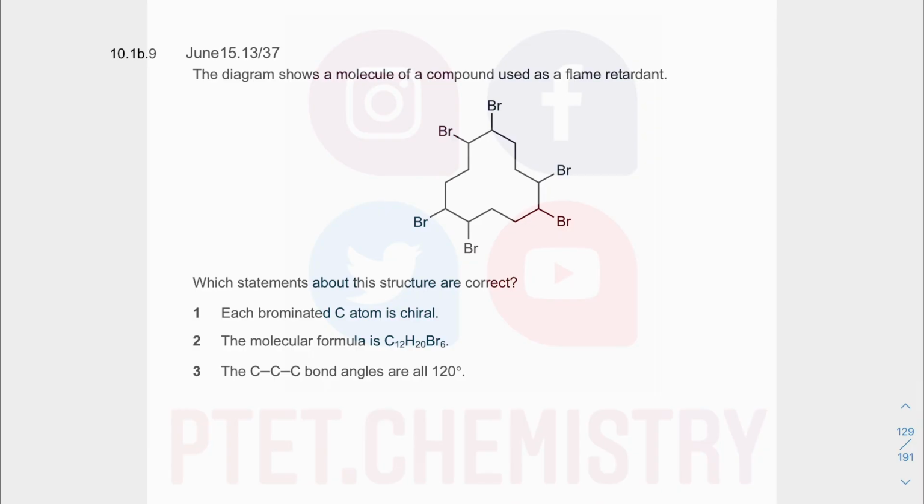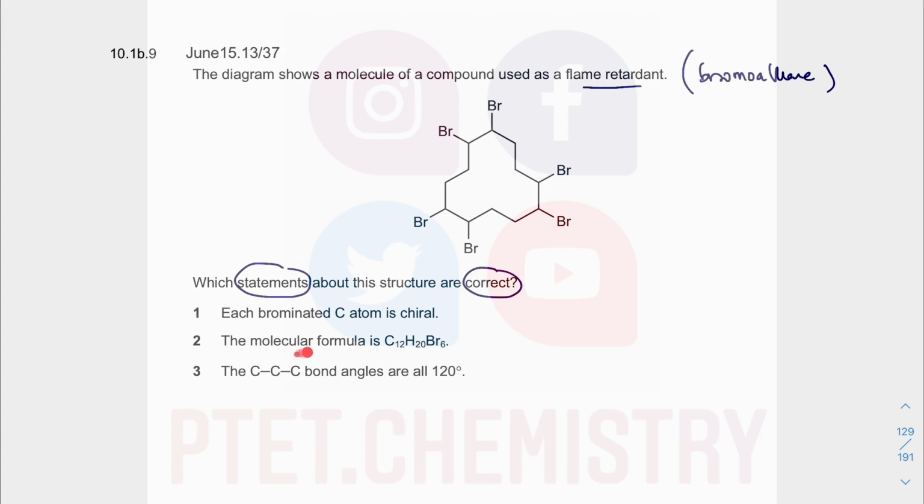Next question. So you have this compound used as a flame retardant. So this is a bromoalkane. You will touch more on halogenoalkane when you reach, I think, 10.4 or 10.5. Doesn't matter, it's one of those. Very easy to spot whether it's a halogenoalkane topic or not, yeah? Well, if you know your AS. Which statements are correct?